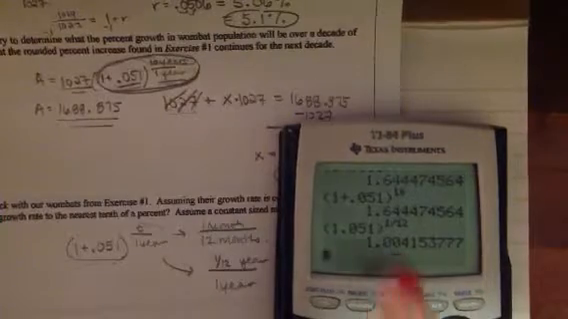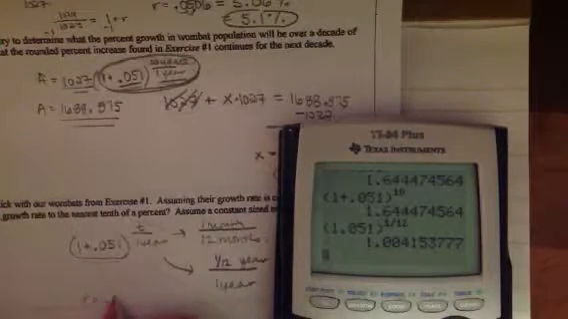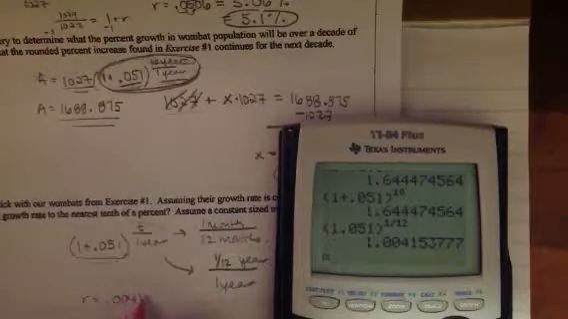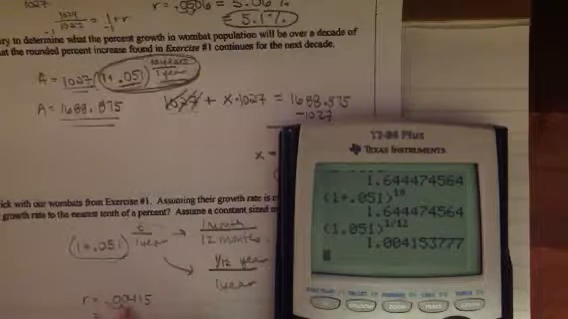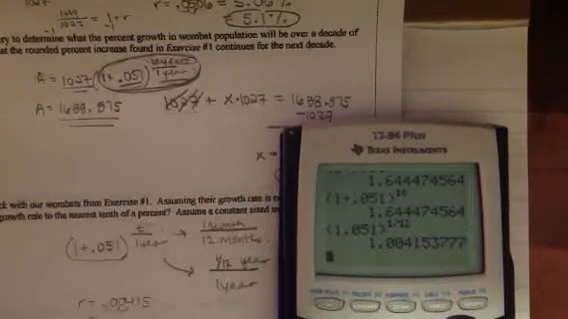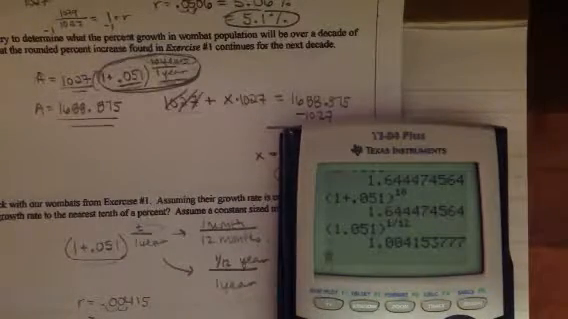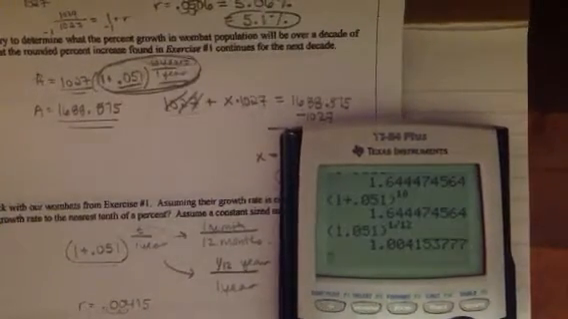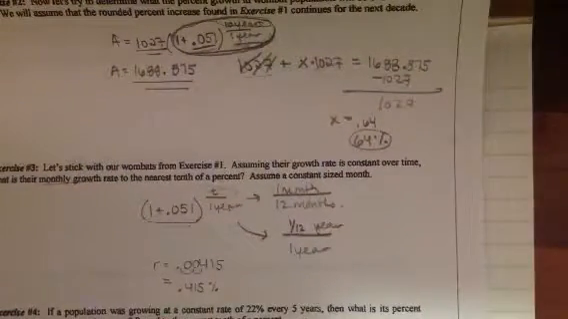And my monthly rate is 0.00415, which has a decimal, move that over twice, is 0.415%. So not even quite 0.5% on a monthly basis, which makes sense. If it's 5% on a yearly basis, it's not even quite 0.5% on the monthly basis.